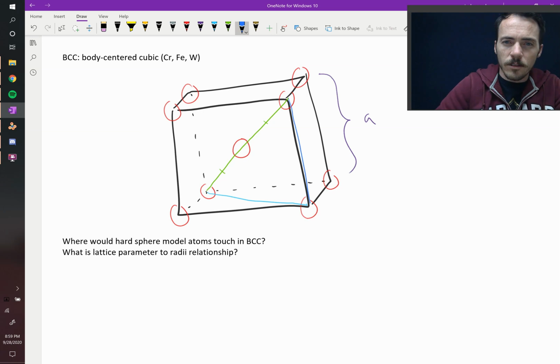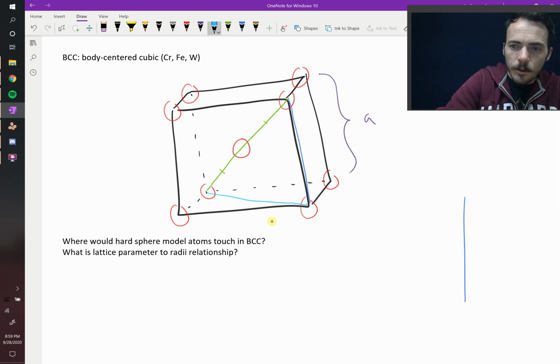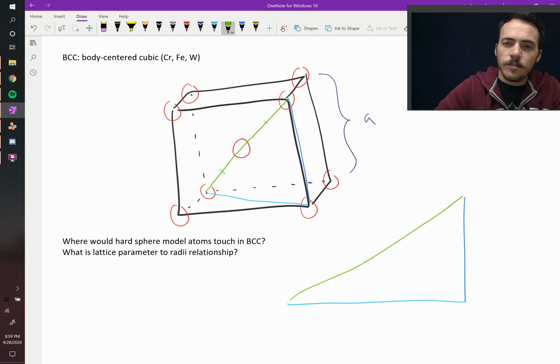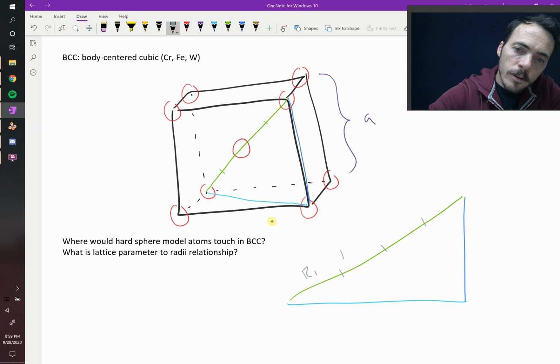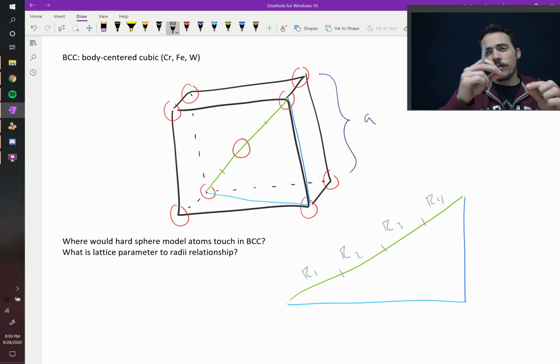You see that triangle? Let me draw that triangle out over here. You've got this line. You've got the light blue line down here. And you've got the green line. And the green line is the one where all the action's happening. That's where we have the radii. It would be radius 1, radius 2, radius 3, and radius 4, equal to the length of that body diagonal.